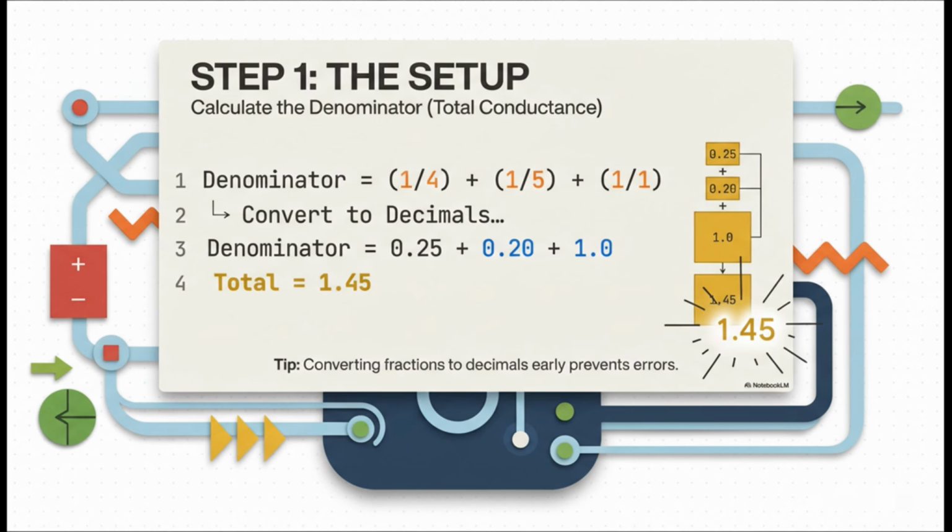So we'll take 1 over 4 plus 1 over 5 plus 1 over 1. Let's make it easy and use decimals. That's 0.25 plus 0.20 plus 1.0. Add all that up, and you get our key number for this problem, 1.45. Remember that number, 1.45. We're going to use it for every branch.